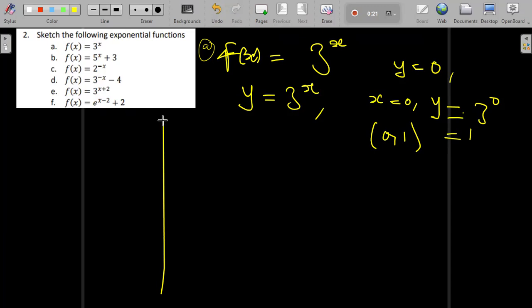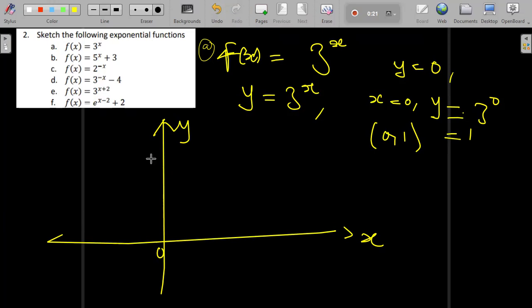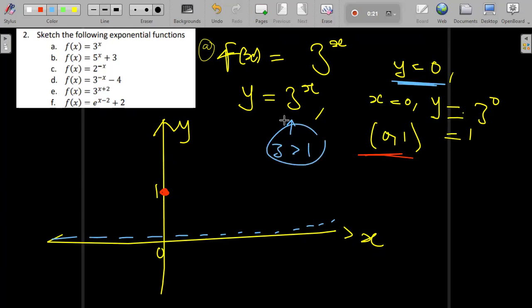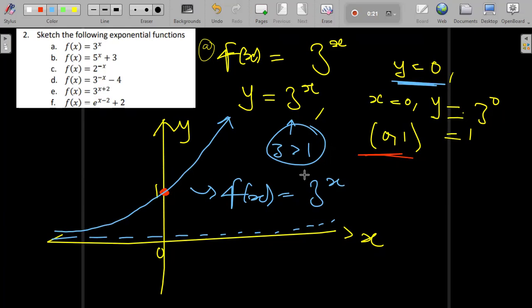So if I draw the y-x plane here, this is 0, so 1 will be somewhere there. So this point here, I'll plot it there. And then let's also plot the horizontal asymptote, which is just the x-axis. Since this here is greater than 1, this is a type 1. So it will start from there, and then it will go like that. So this is the sketch of f of x is equals to 3 to the power of x.